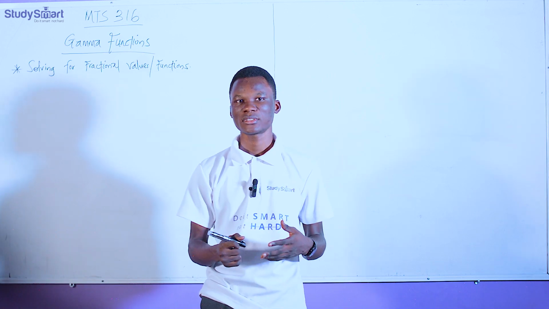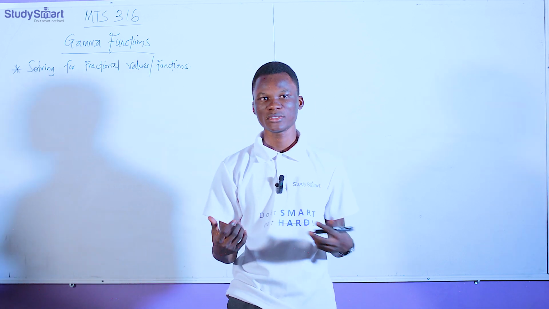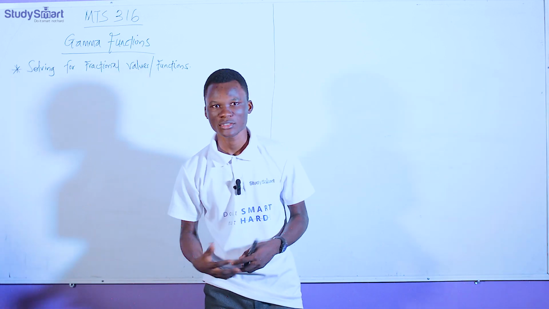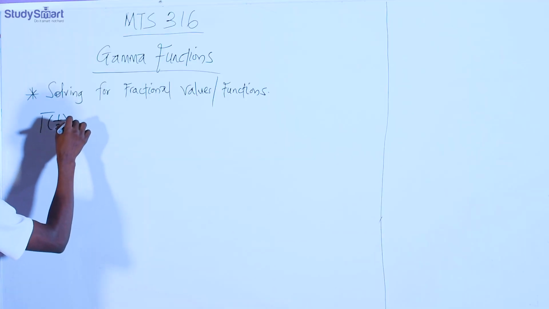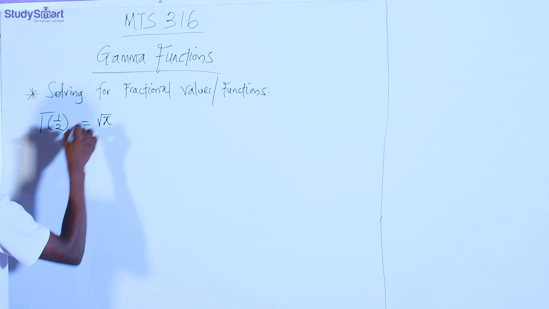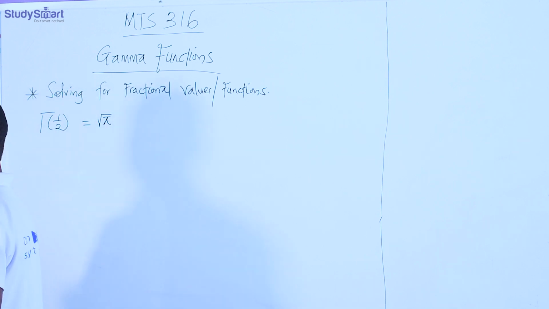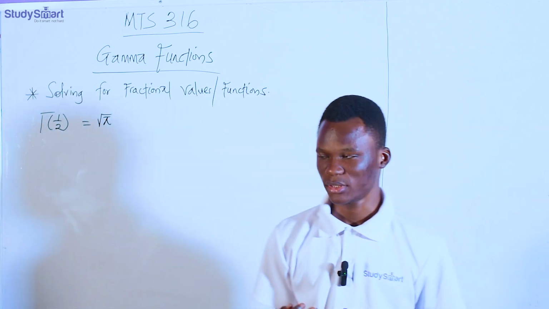out some standard gamma functions like that before we can apply them to solving or evaluating gamma functions that are fractional. Okay, so one of the standard ones that you can come across in your exam or test is proving gamma 1 over 2 and then stating it to be equal to root of pi. Yes, this you can always come across in your test or your exam.